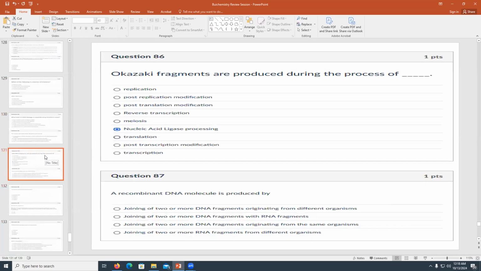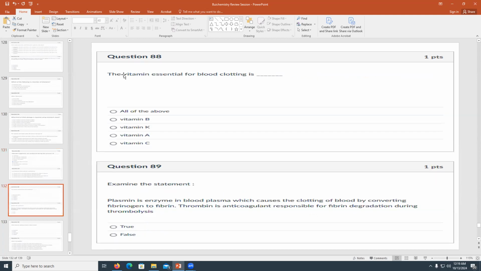Delete slide. Okazaki fragments are produced during the process of replication, the DNA. Of all the vitamins that are essential for blood clotting, it's known that vitamin K is essential to propagate the blood clotting. Plasmin is an enzyme in the blood plasma which causes the clotting of the blood by converting fibrinogen to fibrin. That's thrombin. Thrombin is the enzyme in the blood plasma that causes the clotting of the blood by converting fibrinogen to fibrin.